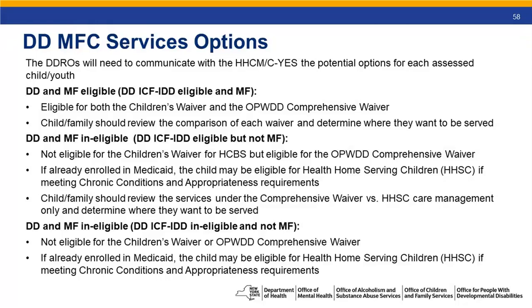If the child is in Medicaid, then again, you want to see if they meet the chronic conditions and appropriateness for health home serving children, and there is the potential that they could receive health home care management services. So we wanted to make sure that we broke this down. Like I said, you might want to just print this out because there are still options for children and families if they meet pieces of the eligibility. And you want to make sure that they understand what they are eligible for or what they might be potentially eligible for, and that you are able to explain this to them.